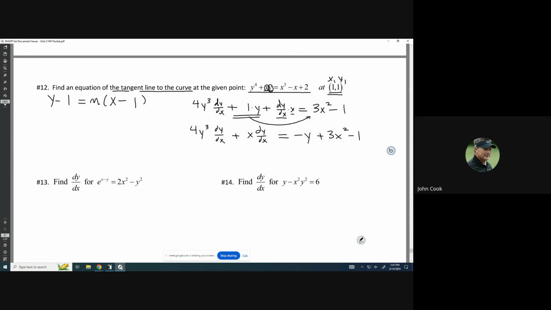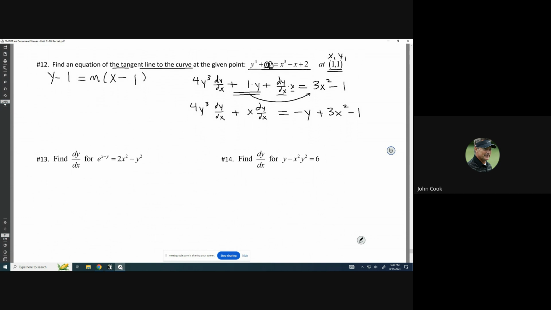Okay, since I've got multiple dy dx's, you can think of them as like numbers that are multiplying. What I would want to do if I have common numbers is factor them out. So on the left-hand side, notice that this term and this term both have dy dx's. I would factor those out, so dy dx on the outside. And then on the inside, if I take out the dy dx from the first term, I just have a 4y to the third. And if I take out a dy dx from that x dy dx, I just have a regular old x.